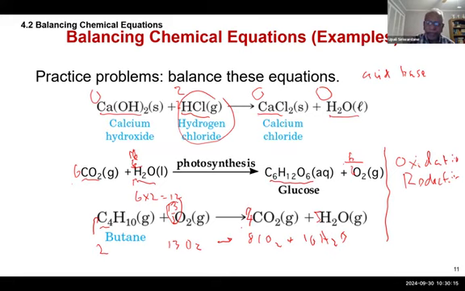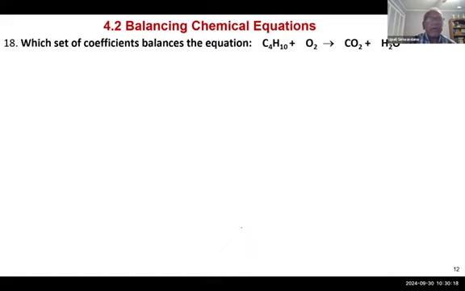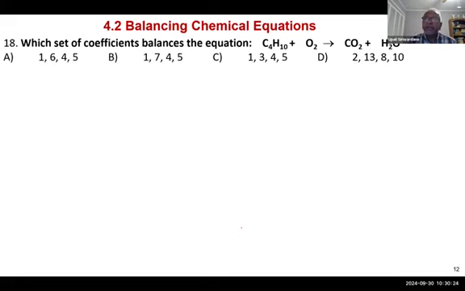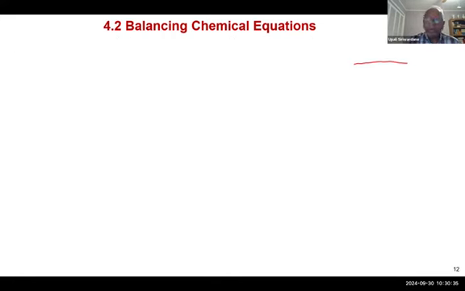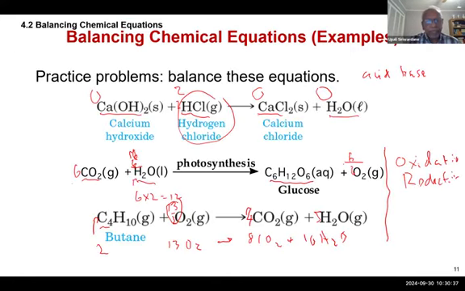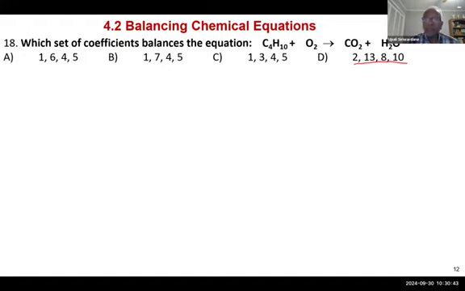We're going to look into that. Which set of coefficients balance the chemical equation? That's what we came up with, right? Can you remember? 2, 13, 8, 10. Right? Same equation. You go over this one carefully yourself and figure that out. D is the correct answer.